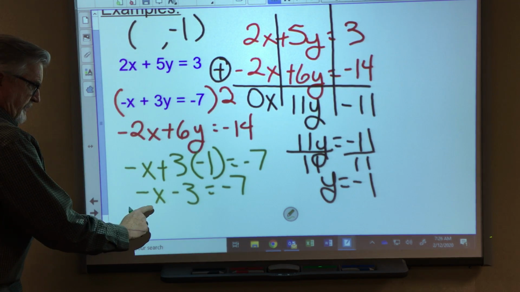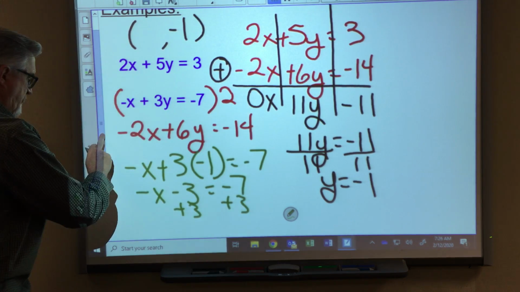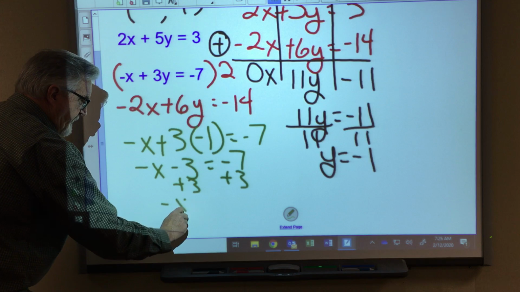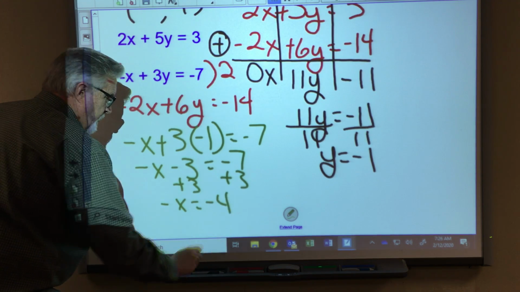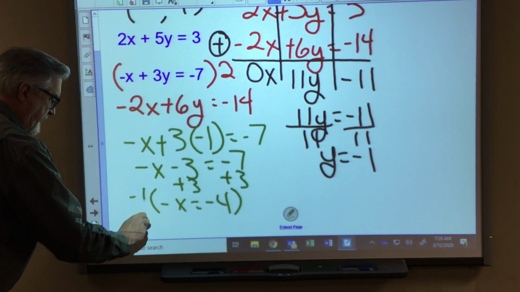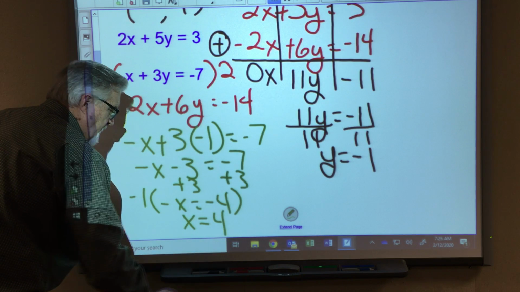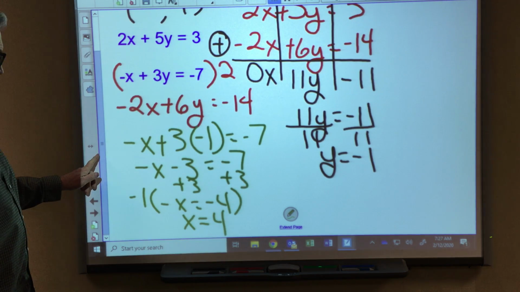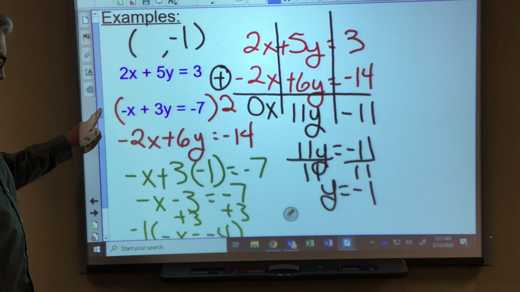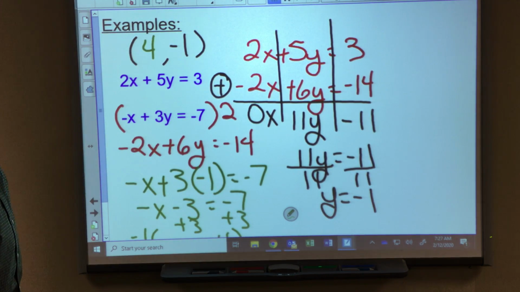Our next move would be to add 3 to both sides, which results in negative x is equal to negative 4. We don't want negative x, so we're going to multiply by negative 1. That results in x is equal to positive 4. So the solution to this system of equations is the ordered pair positive 4, negative 1.